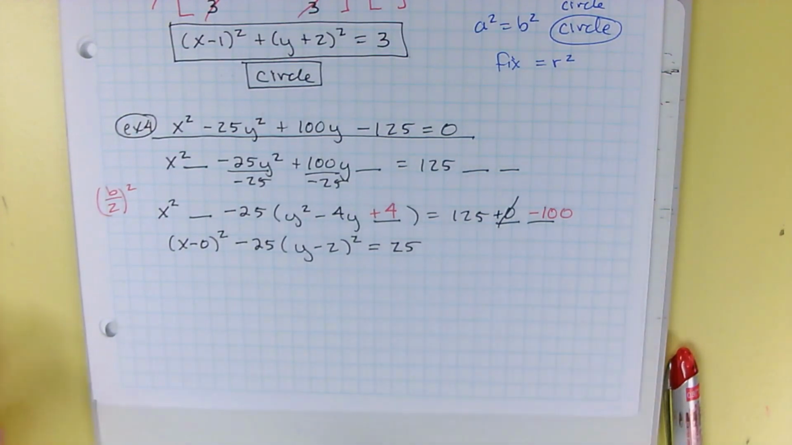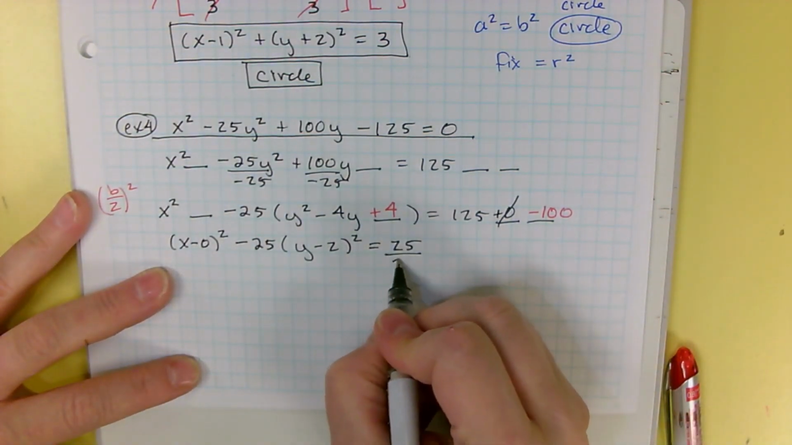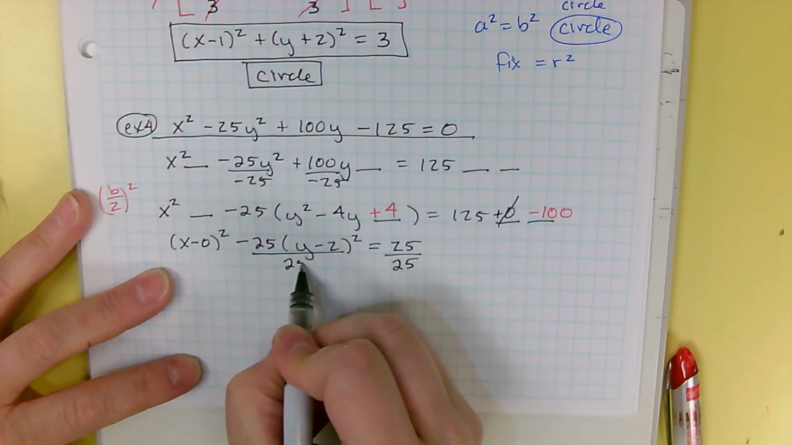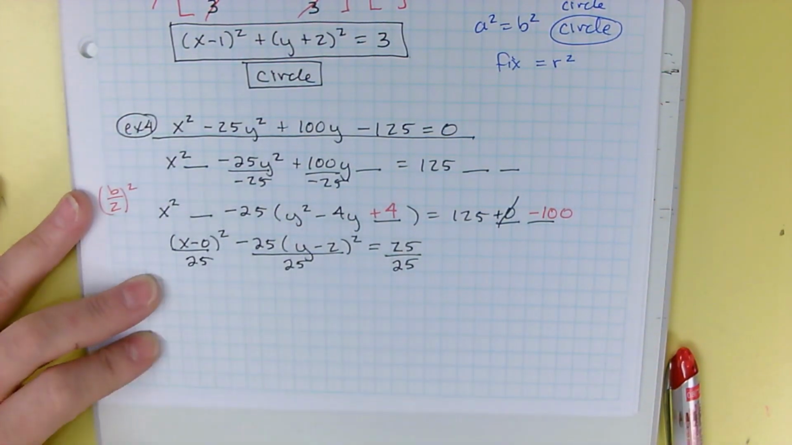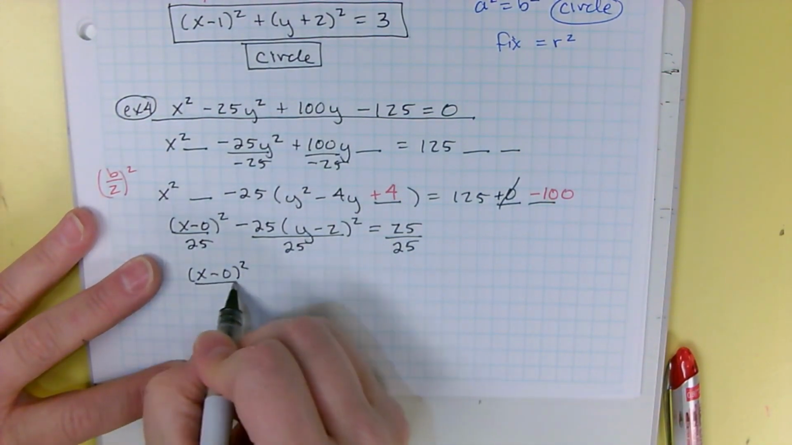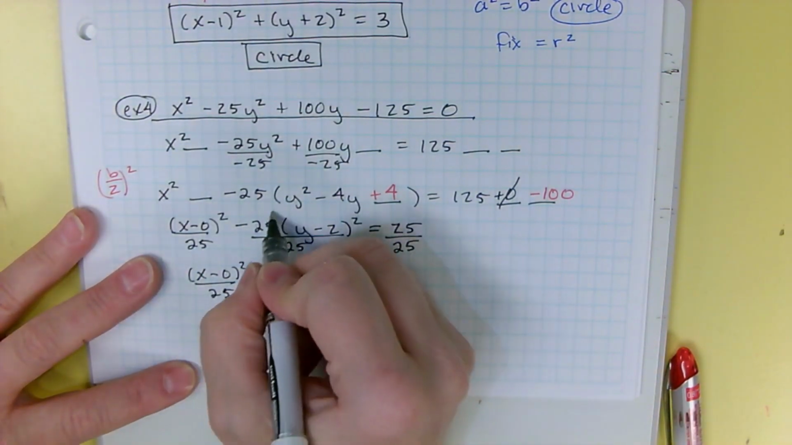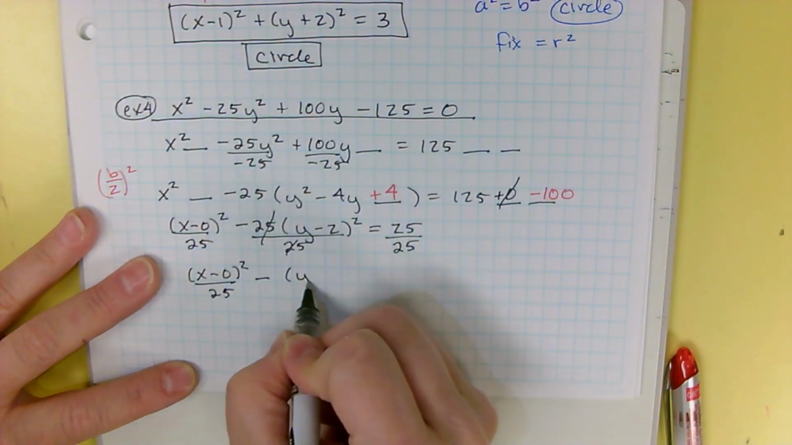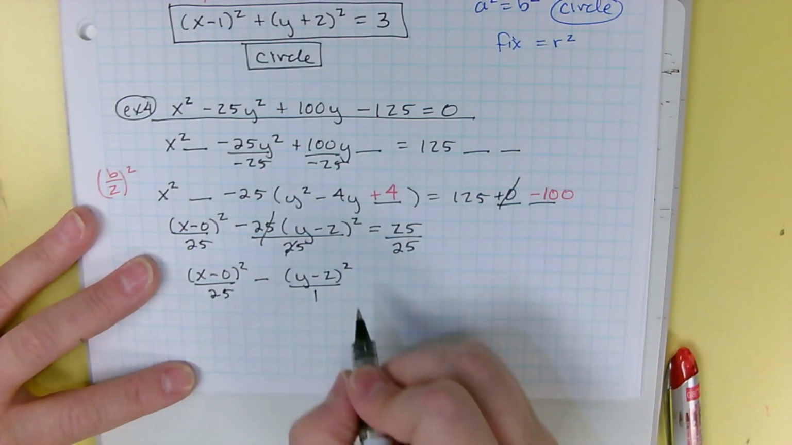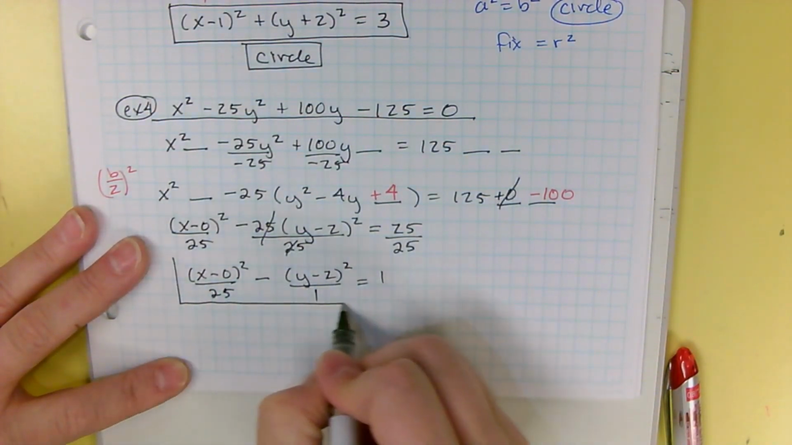Now we're going to force the 1. So to force the 1, we're going to divide the right side by 25 to make it a 1. But that means we have to divide the other 2 terms by 25 as well. So that gives me (x minus 0) squared over 25 minus (y minus 2) squared over 1 equals 1.